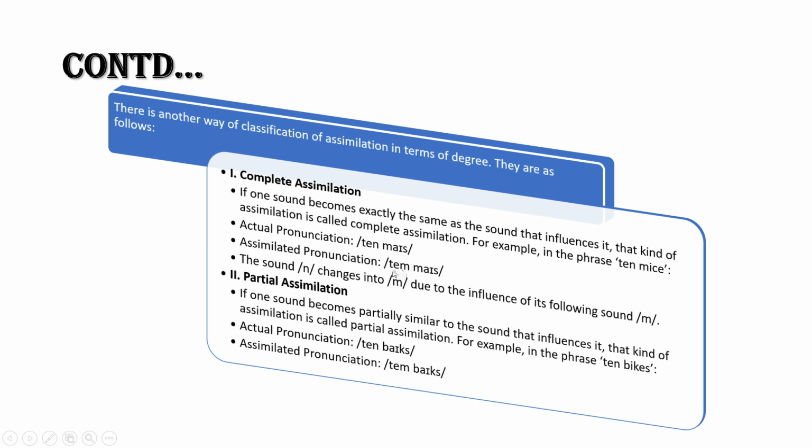For example, in the phrase "ten mice", the actual pronunciation is "ten mice", but the assimilated pronunciation is "tem mice". Look at here. The n of "ten" becomes m. So the n sound of "ten" changes into m, and it changes into m because of the influence of the following m sound. So the n sound completely changes into the influencing sound. It means the m sound has influenced the n sound, and n becomes just like m. So this is complete assimilation.